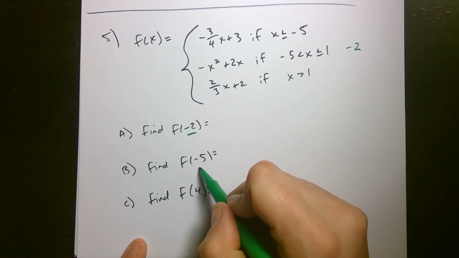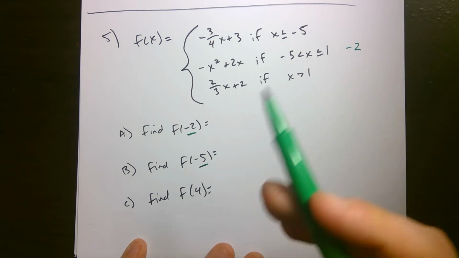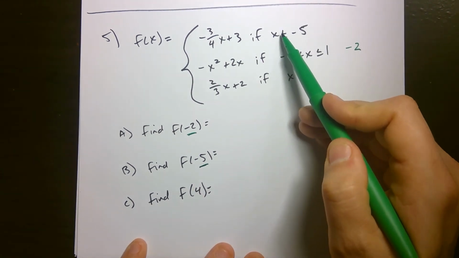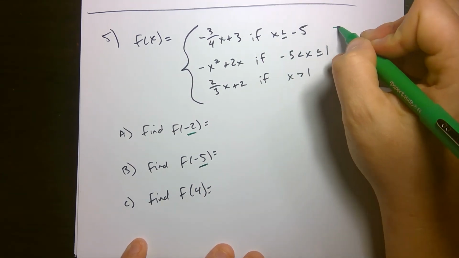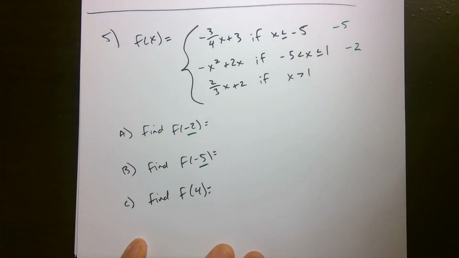And then I come down here and I say, okay, well, -5. And I go through that again. Is -5 less than or equal to -5? Yeah, it is. And so I'm going to put a little -5 here. And so when I go to actually evaluate that, I'm going to put it into the first equation. And then lastly, I have to check on the 4.